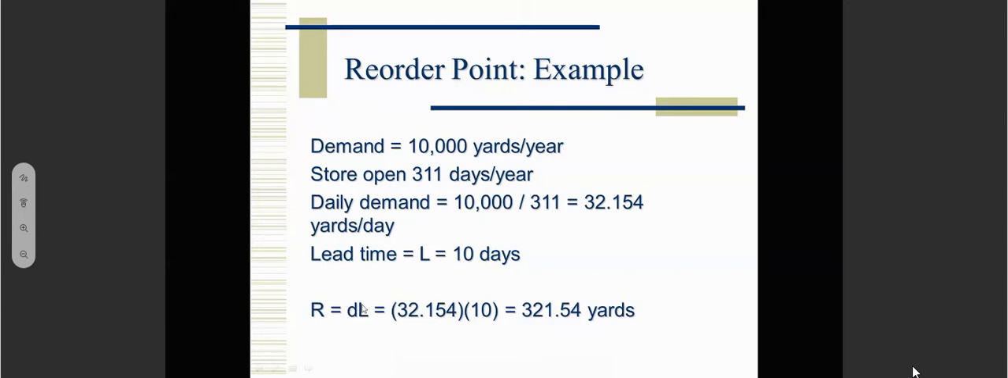And the lead time is 10 days. So the reorder point level would be 32.154 multiplied by 10 days. So we have 321.54. Whenever the inventory reaches the level of 321.54 yards, it signals us to place the replenishment order to increase the inventory back to the maximum level.